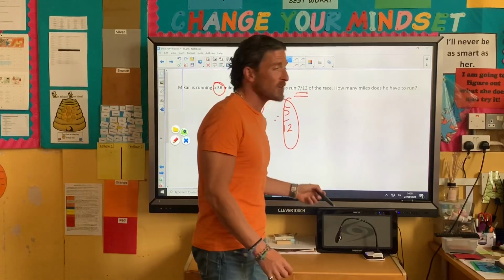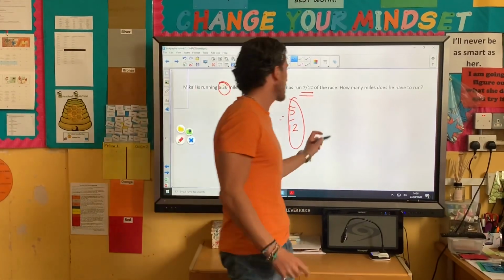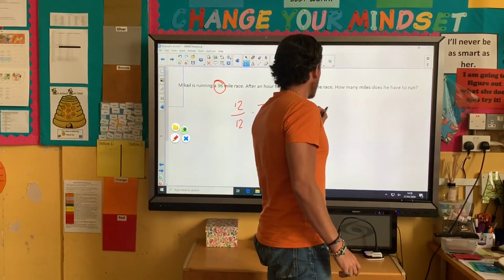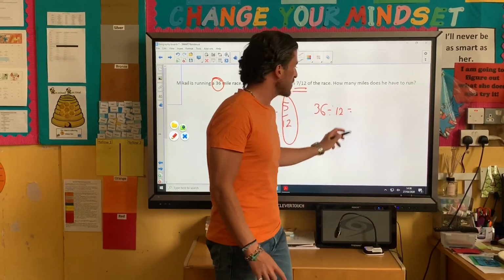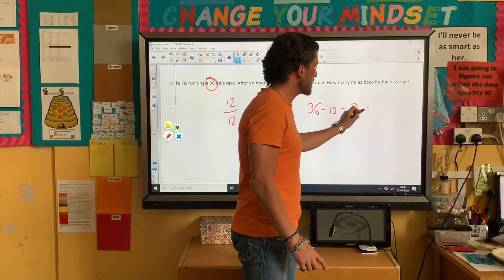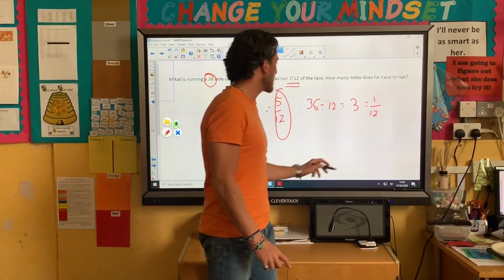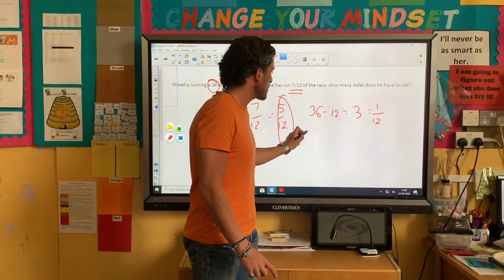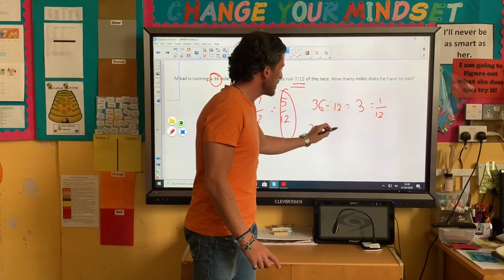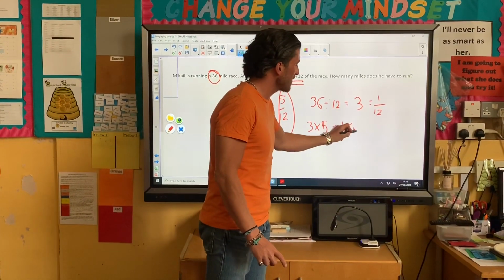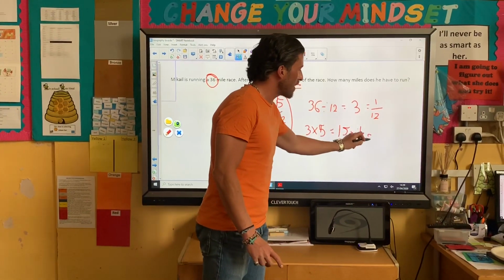Okay? So the first thing we need to do is work out how much 1/12 is. So to do that, I have to do 36 divided by 12 to get 1/12, which will be 3. So that is the same as 1/12. So to get your 5/12 now, multiply the 3 by 5, which means that he's got 15 miles left to run. Okay?